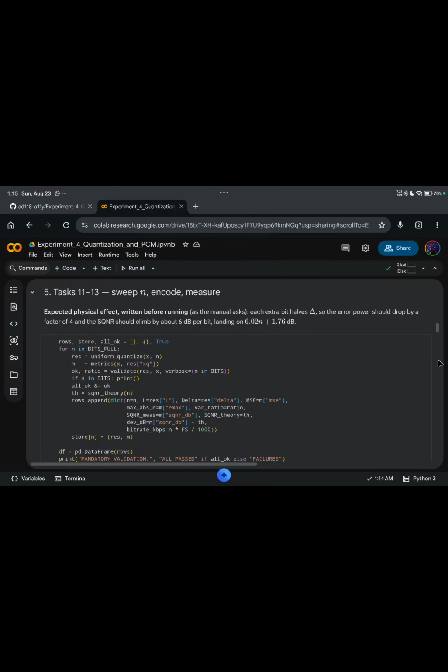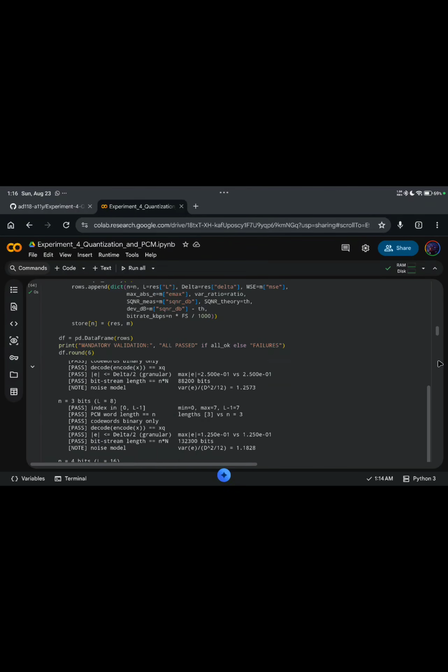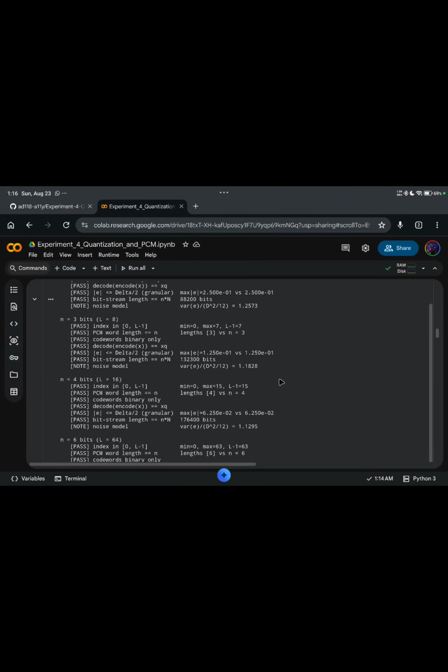So now, in this cell, I quantize the signal using all selected bit resolutions. For each resolution, I calculate the quantized output, error, MSE, maximum error, measured SQNR, theoretical SQNR, and bit rate. The mandatory validation result should show that all required checks have passed. So here you can see every required check has passed.